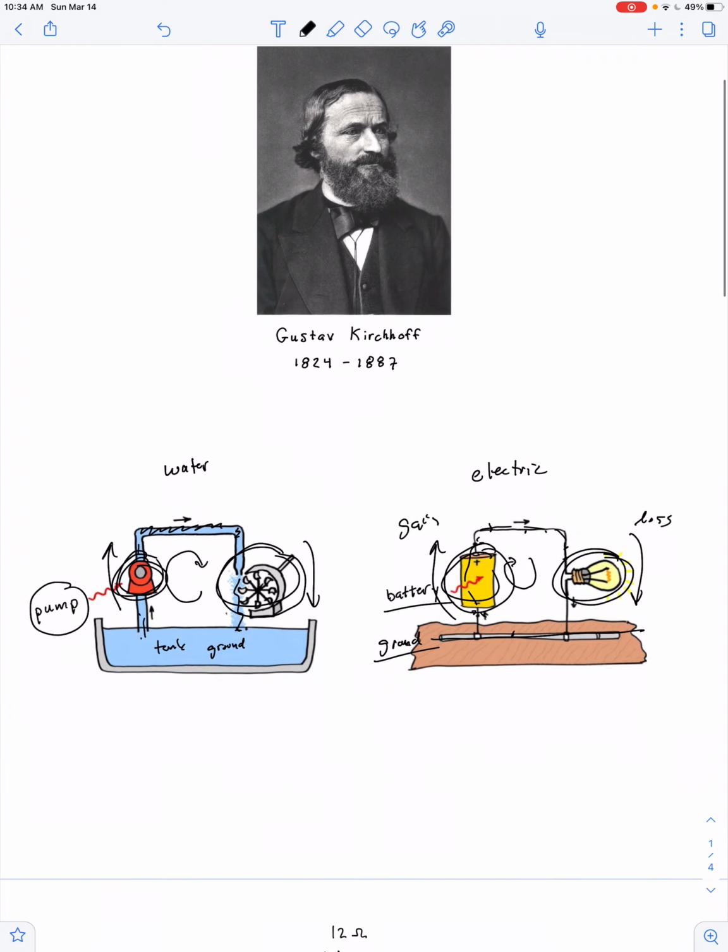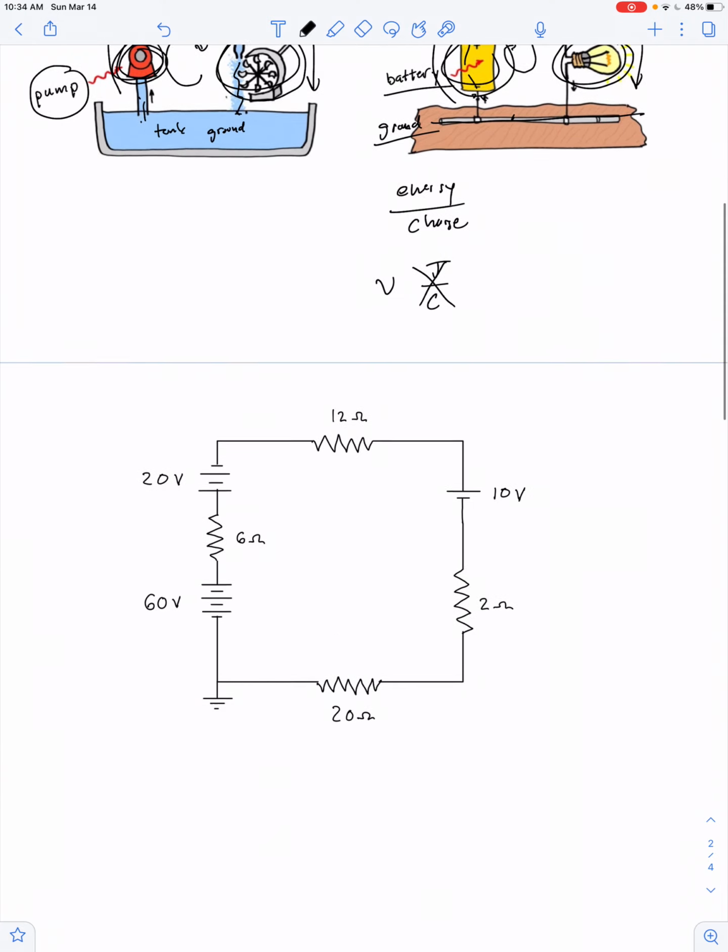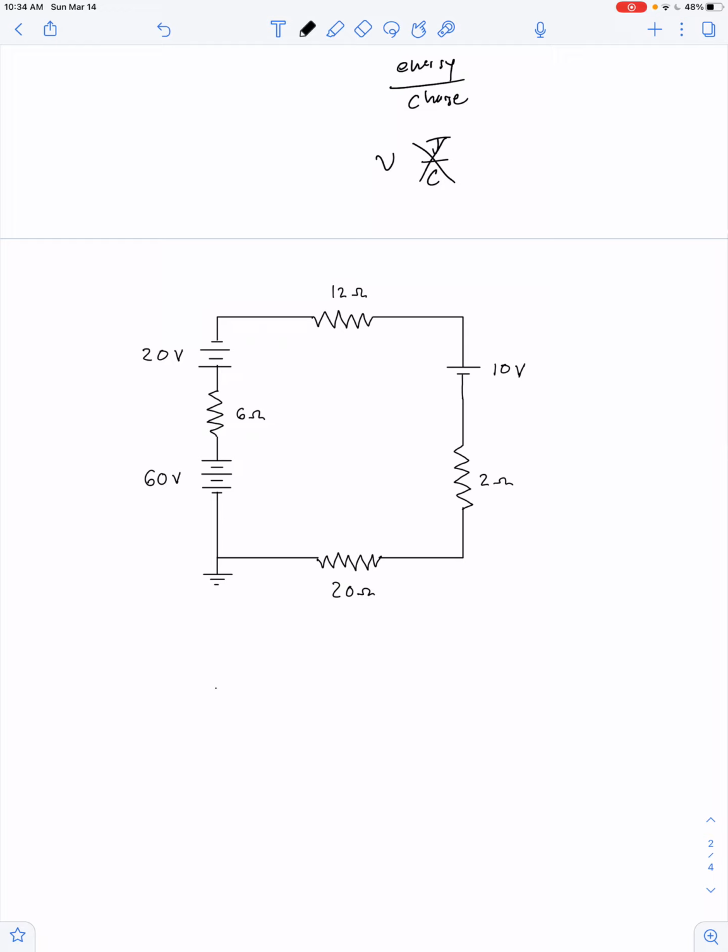Now, instead of talking about the amount of energy, we could talk about the amount of energy per unit charge. In other words, the number of joules per coulomb, but that's a volt. So to say that the energy gain equals the energy lost is the same thing to say that the voltage gained equals the voltage lost. And that's really Kirchhoff's loop rule. So we'll state it mathematically like this.